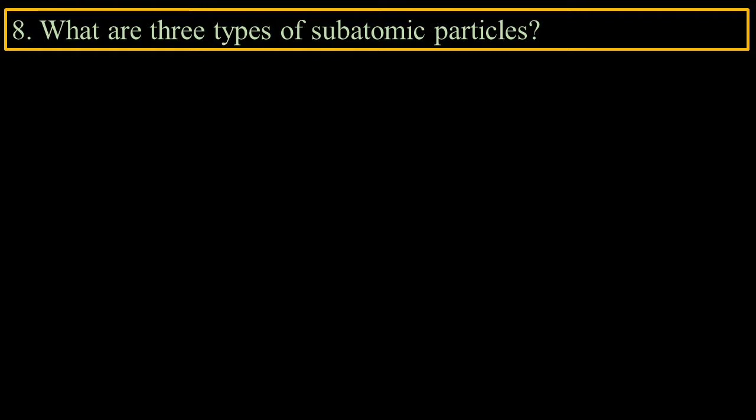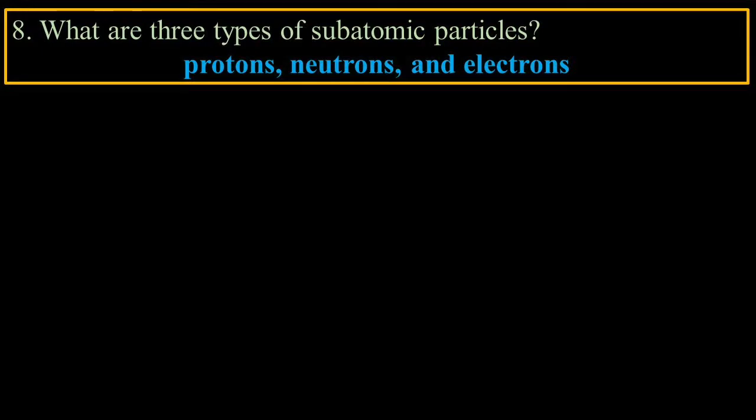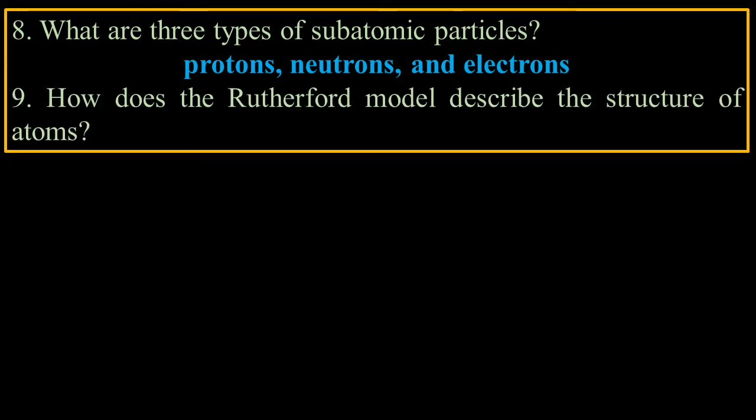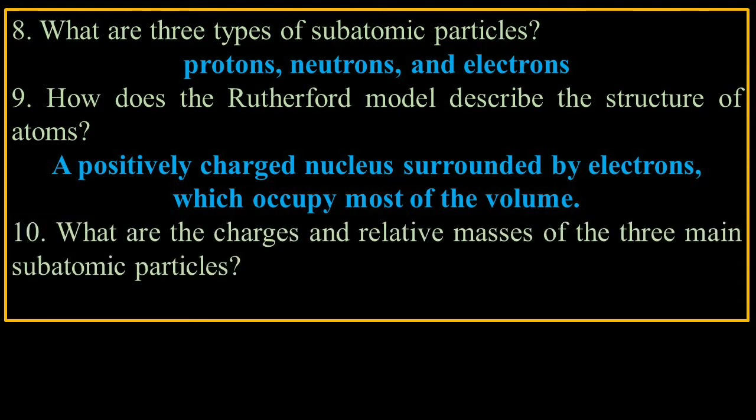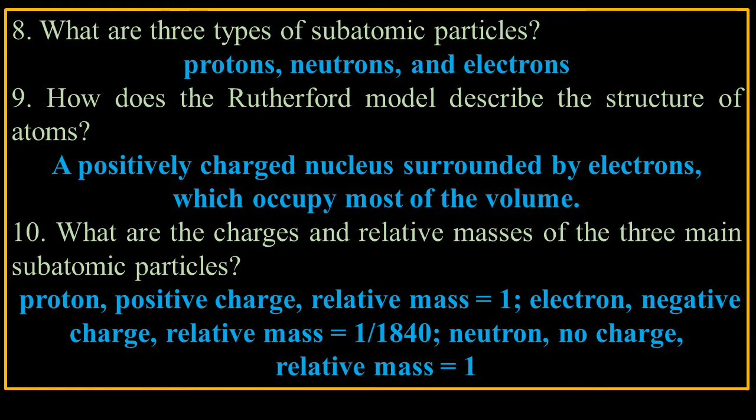What are the three types of subatomic particles? This is from last year. You should know this very, very quickly. Protons, neutrons, and electrons. Those are the three subatomic particles. How does the Rutherford model describe the structure of atoms? Well, the Rutherford model looked at a solid center, a positively charged nucleus, the solid center surrounded by electrons, which occupy most of the volume.